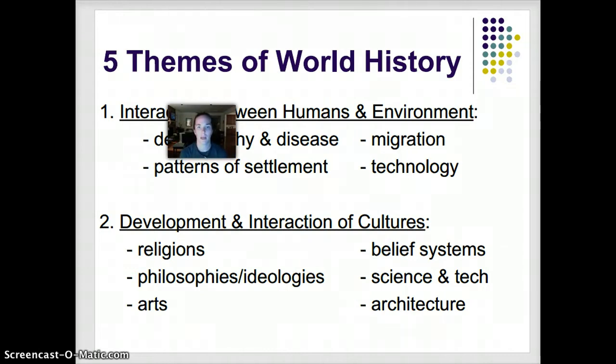Second one is development and interaction of cultures. We're going to look at what makes a culture, how did that develop, and what specific things make up the culture in these different areas. So you're going to look at things like religions, philosophies, ideologies, arts, architecture, belief systems, and science and technology. All right, so that's themes 1 and 2.